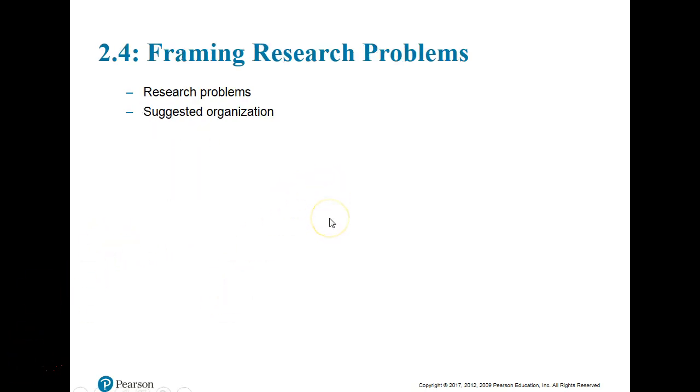Next, you'll be framing your research problems and your research questions. Your research problems should be directly derived from the research studies and research articles that you've completed. Your research questions really inform the research study, and that is the importance of framing them. A suggested organization might be to have your problem statement and then your research questions that are influenced by the literature.